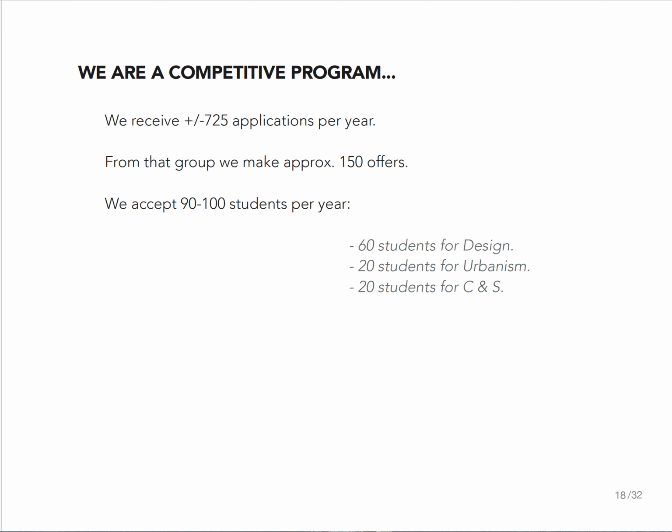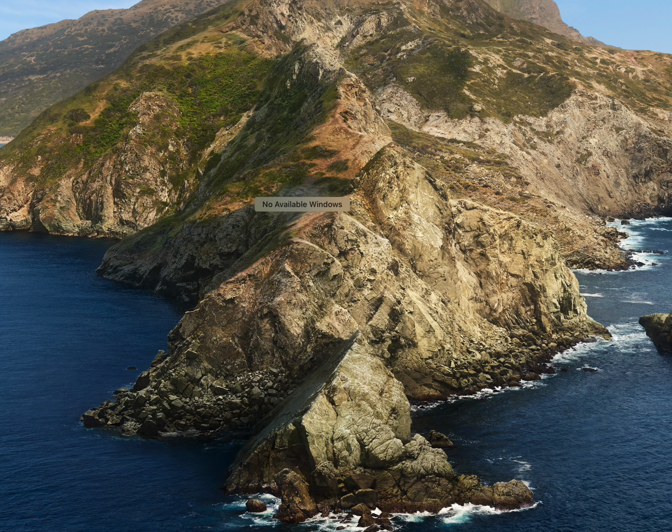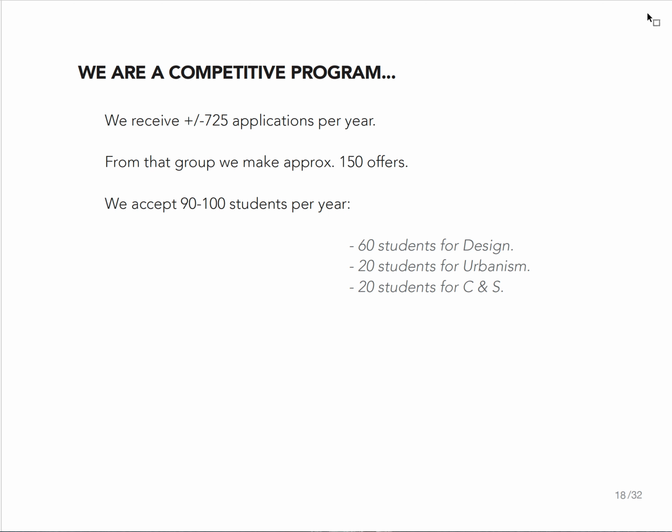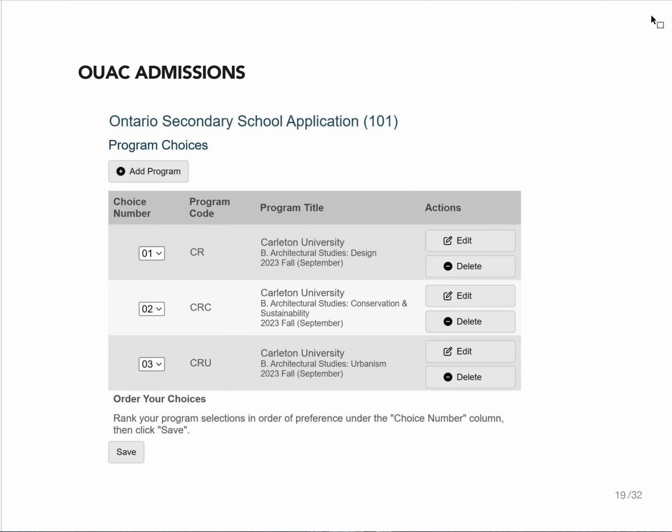The reason why we make more offers than we have students is, of course, we anticipate that you're going to apply to multiple programs and that Carleton may not be your first choice. So that's the way that breaks down. But of the 100 students that we accept into our program every single year, 60 go into design, 20 go into urbanism, and 20 go into CNS.